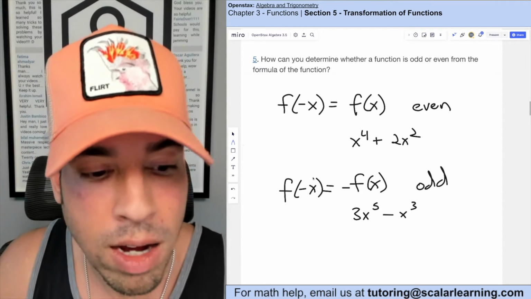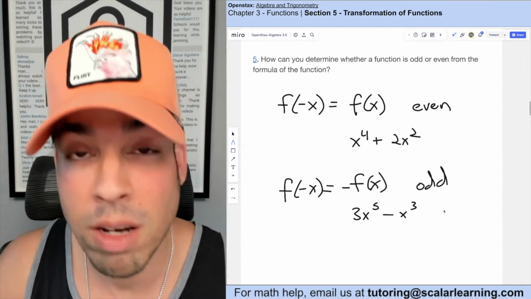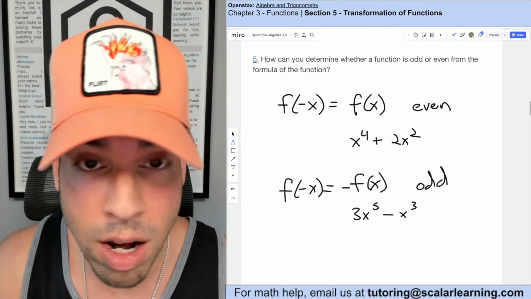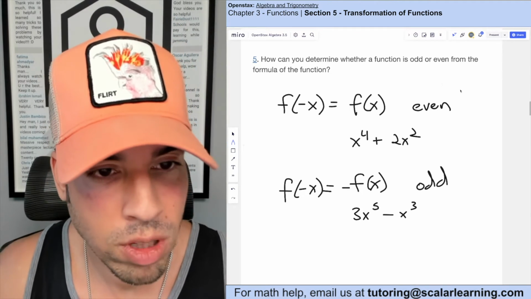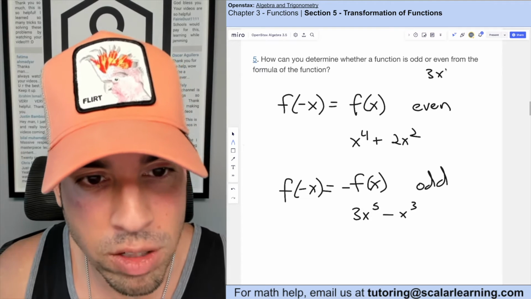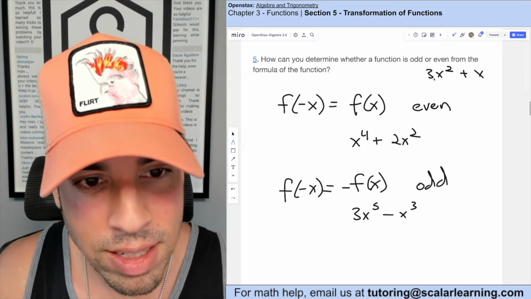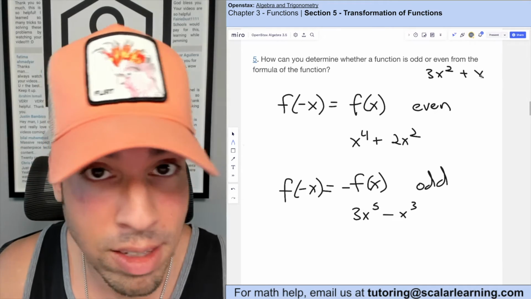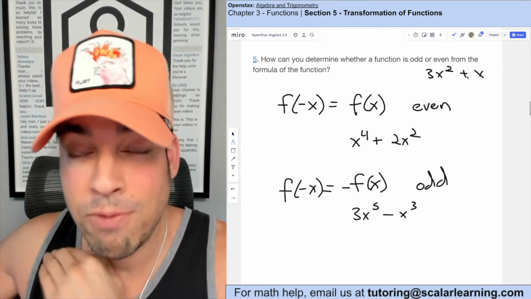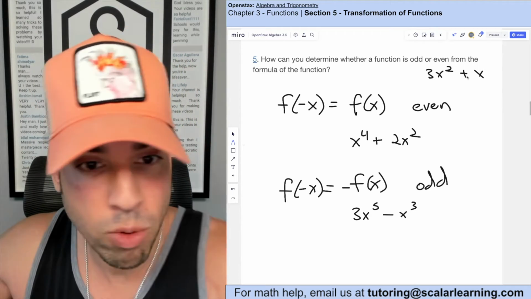It is odd. And last but not least, a quick example of a neither scenario, because it could be neither odd nor even. You could have a little bit of a hybrid. You could have 3x squared plus x. If I plug in a negative x, this is going to stay the same, and this x is going to flip. So it's not fully staying the same, it's not fully flipping, therefore it's neither.